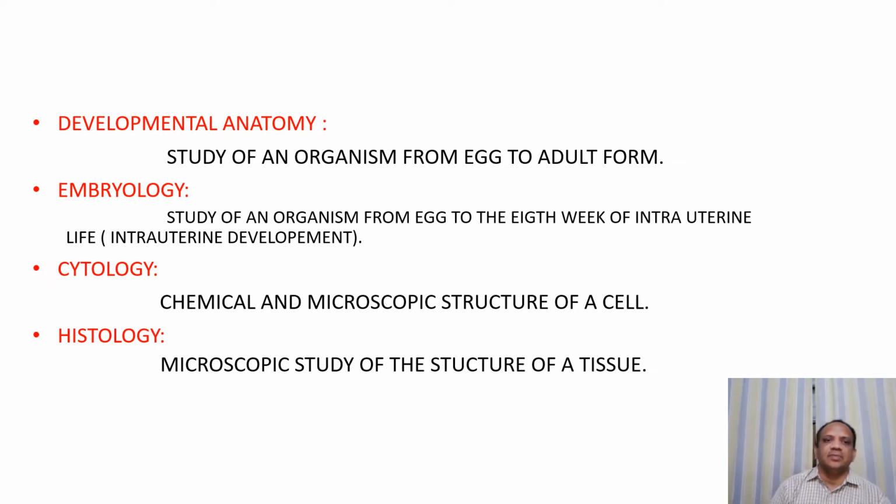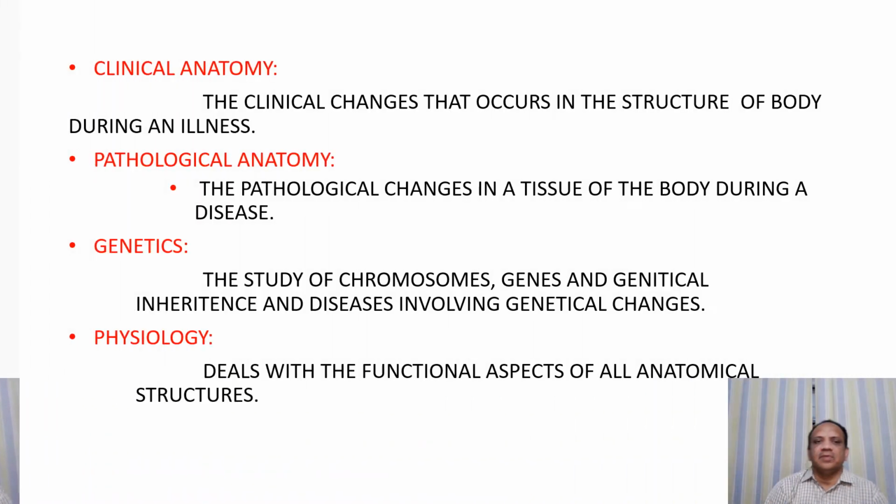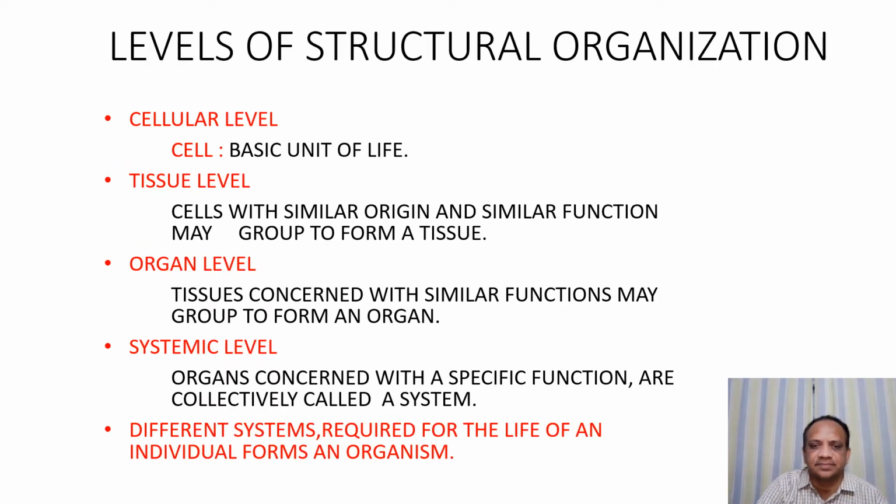Now, a few more branches are there. Clinical anatomy deals with the clinical changes that occur in the structure of the body during a disease. Pathological changes in a tissue of the body during a disease are called pathological anatomy. Genetics is the study of chromosomes, genes, genetic inheritance, and genetic disorders. All those involving genetic changes are studied under the heading of genetics. Physiology deals with the functional aspects of all anatomical structures.